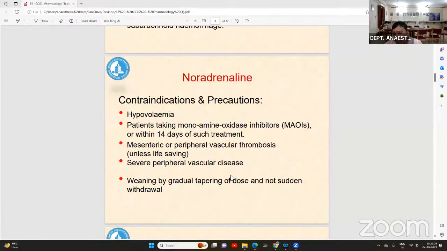And it can cause mesenteric and peripheral vascular ischemia. Suppose the patient has severe mesenteric ischemia, gut ischemia, or thrombosis. It will further aggravate the problem, and that's why it is not supposed to be used. Also in severe peripheral vascular disease.